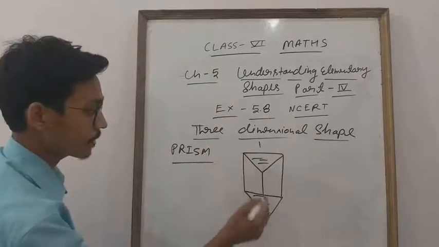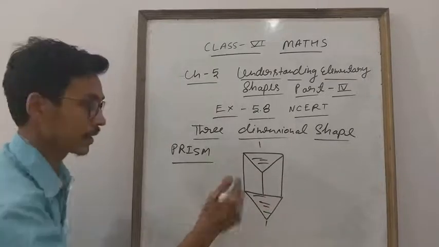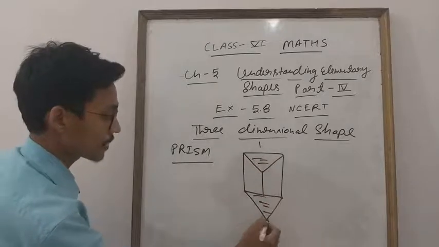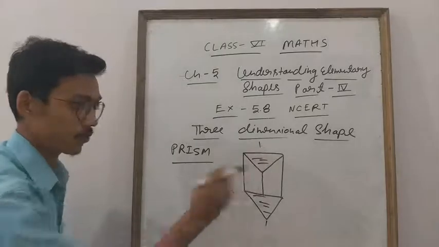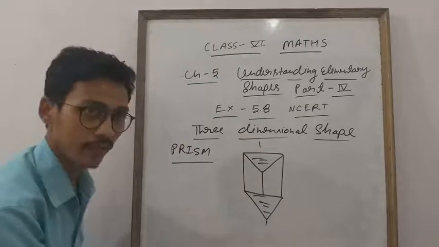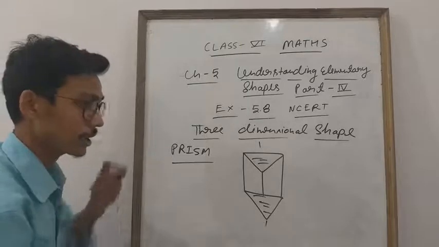Vertices, you know what the vertices are. Vertices mean the common point. Let's say 1, 2, 3, 4, 5, 6, they are the vertices of the prism, and two corner points. Clear everyone? Lots of things are given in this one. So this is our prism.